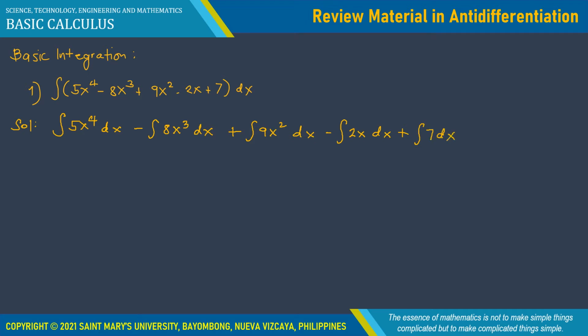So alam naman natin na inilalabas lang natin yung mga constant, di ba? So we have 5 integral of x to the fourth dx minus 8 integral of x cubed dx plus 9 integral of x squared dx minus 2 integral of x dx plus 7 integral of dx.